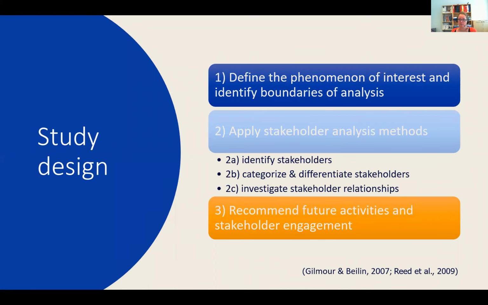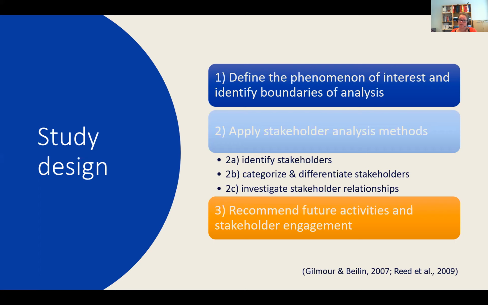First, a look at the study design. This stakeholder analysis is conducted according to the following multi-phase approach that you can see here, based on previous work by Gilmore and Balin and Reed and colleagues. The first phase is to define the phenomenon of interest and to identify boundaries of the analysis. The second phase is to apply a stakeholder analysis method, and this second phase is comprised of 3 steps, which are to identify the stakeholders, to categorize and differentiate the stakeholders, and to investigate stakeholder relationships.